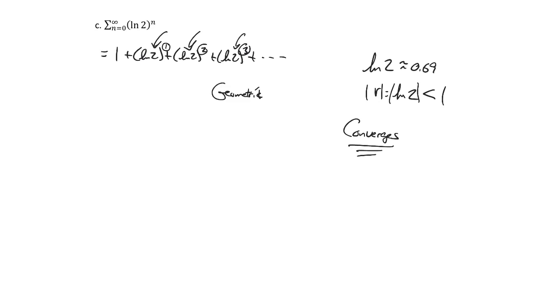Once again, we have a convergent series. It's geometric. And so we're going to do the first term. The first term is 1 over 1 minus the common ratio, which is the natural log of 2. There's really not a whole lot we can do to simplify that.